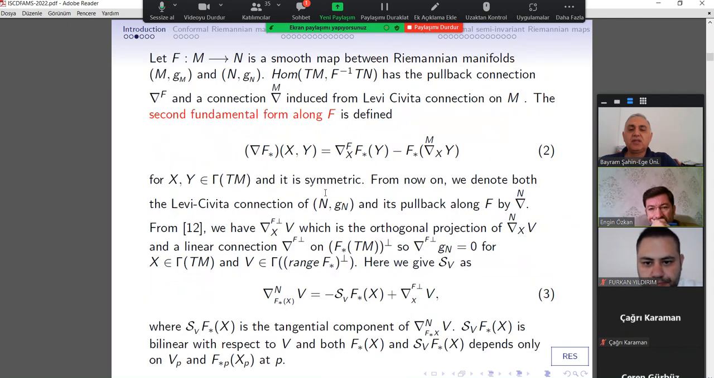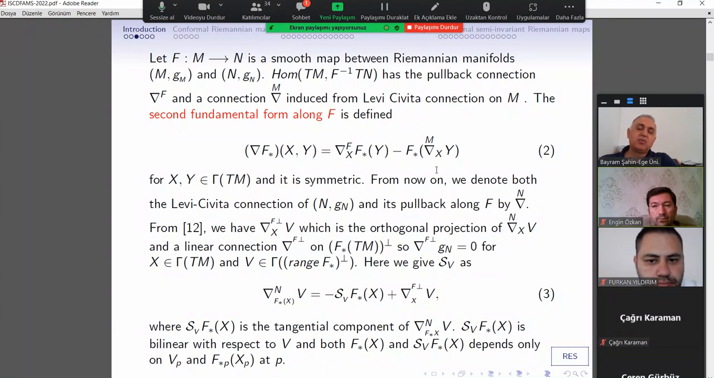basic notions we need to mention about these new notions, new definitions. The first one is the second fundamental form, and in this case we have two Riemannian manifolds and F between them, and the second fundamental form is defined by 2. You can think about this as a generalization of the second fundamental form of the surface or submanifold. Indeed, if you consider the isometric immersions, this one reduces to the second fundamental form of the isometric immersion.